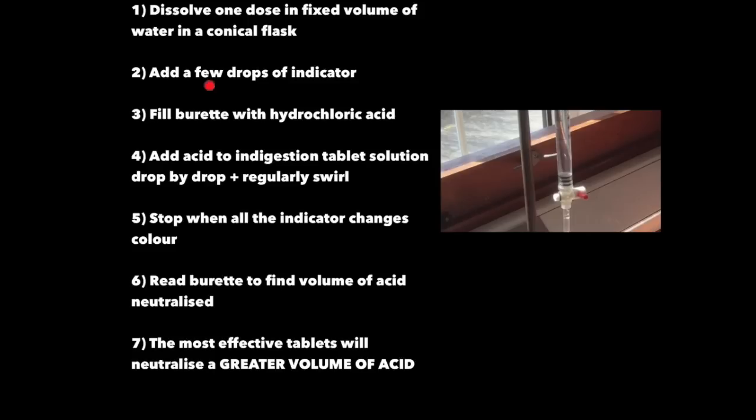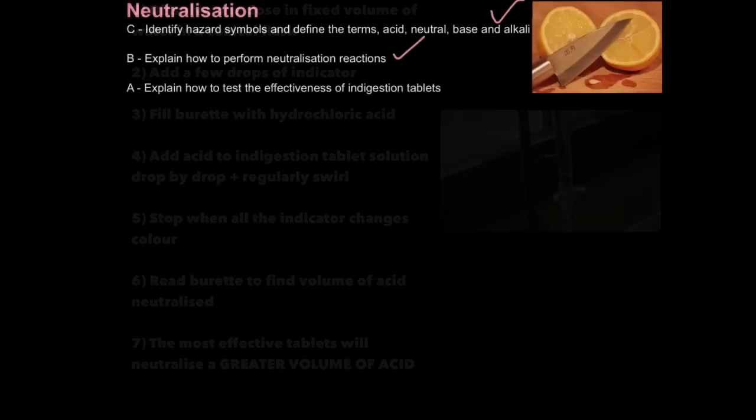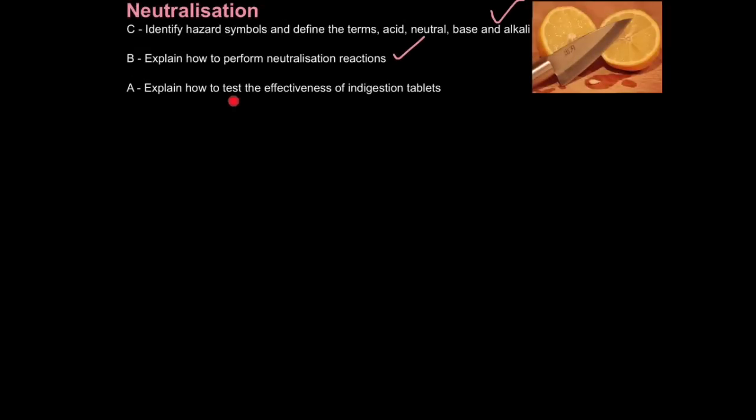Make sure you add the same number of drops of indicator every time you test a tablet. Make sure you have plenty of hydrochloric acid in the burette so you don't run out. Make sure that you're adding the acid drop by drop and regularly swirling it. This is to make sure that you know the exact point at which the acid neutralized the alkali solution. And that is how you test the effectiveness of different indigestion tablets.